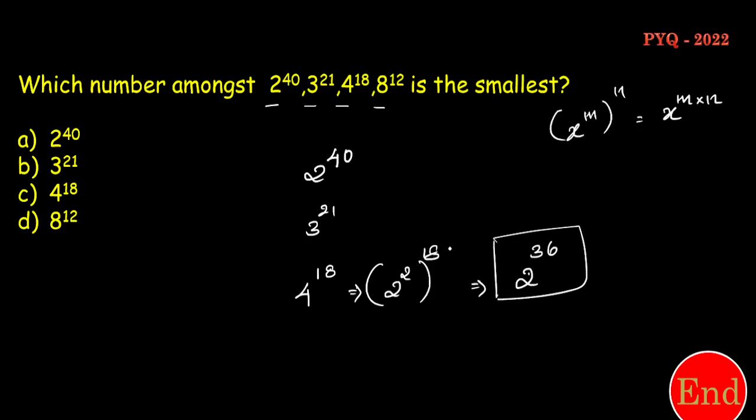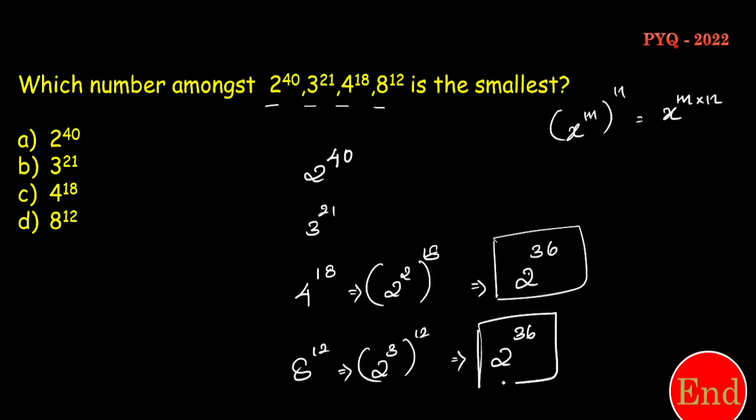Now let's take 8 power 12. I can write 8 as 2 power 3, that is 2 cube, so 8 power 12 is 2 power 3 times 12. 12 times 3 is 36, right? So 2 power 36. Look at this, guys, both give the same answer. So these two will not be the answer, 4 power 18 and 8 power 12.